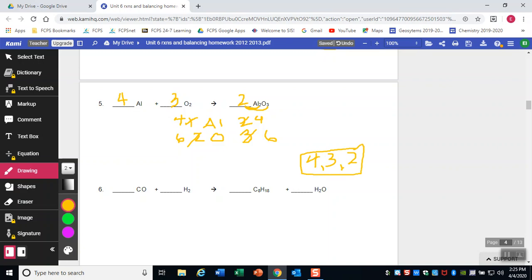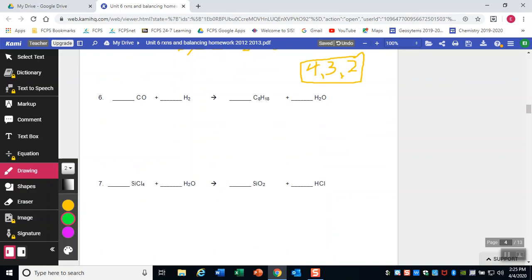And then now I'm going to check, make sure it's correct. 4 aluminums, 2 times 2 is 4, 4 aluminums. 3 times 2 is 6, and 3 times 2 is 6. All right, so I know that that is correct.